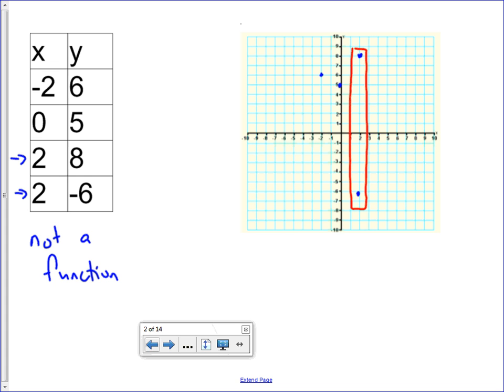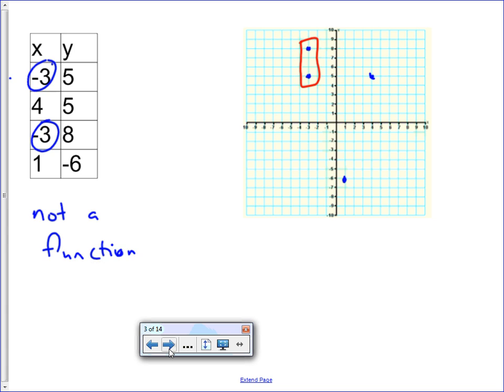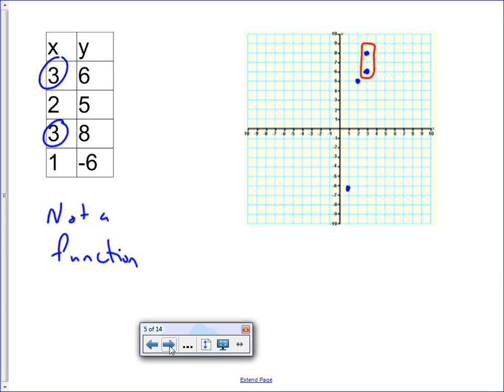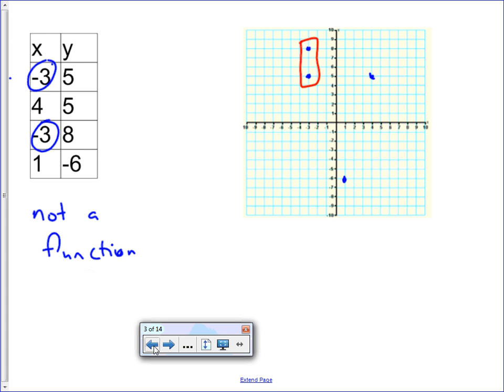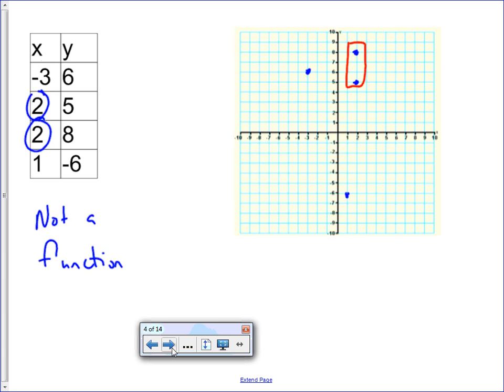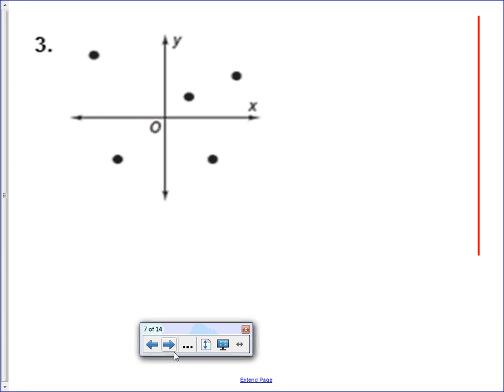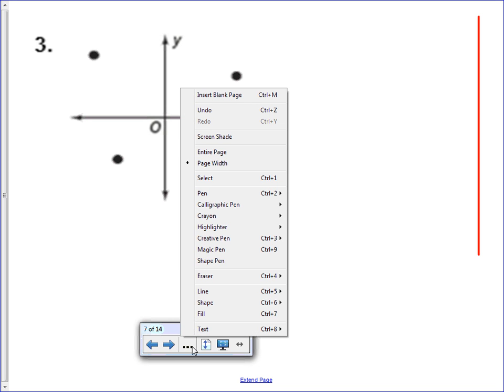So hopefully we can see from these graphs that when I have things that are not functions, I have 2 points that are stacked on top of each other, or a vertical line would touch both of them at the same time. So what are we going to use? We're going to use something called the vertical line test to determine whether things are a function or not.